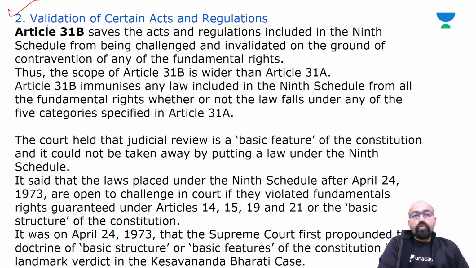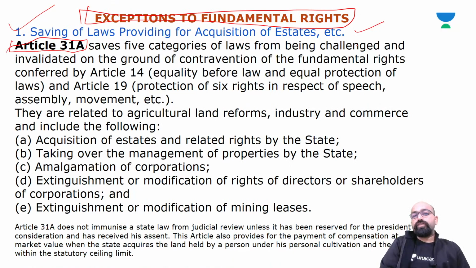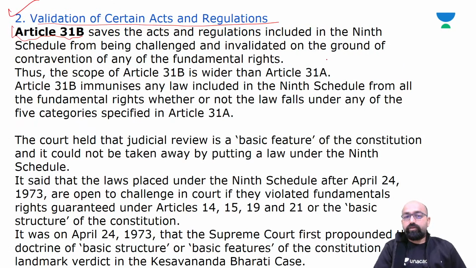Next, validation of certain acts and regulations mentioned under Article 31B. These are the exceptions to the fundamental rights. First is saving of laws providing for acquisition of estates. Second, validation of certain acts and regulations, where Article 31B saves the acts and regulations included in the 9th schedule from being challenged and invalidated on the ground of contravention of any of the fundamental rights. So we can say the scope of Article 31B is wider than Article 31A. Article 31B immunizes any law included in the 9th schedule from all the fundamental rights, whether or not the law falls under any of the 5 categories specified in Article 31A.